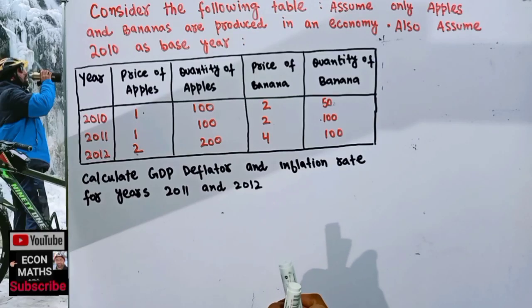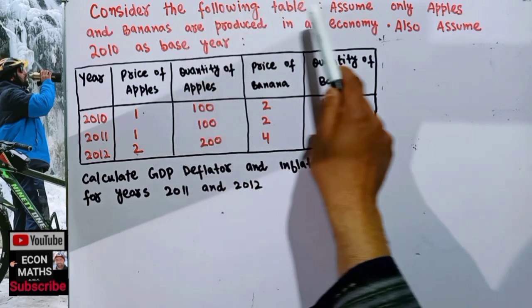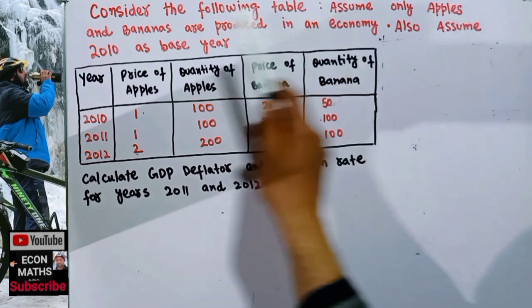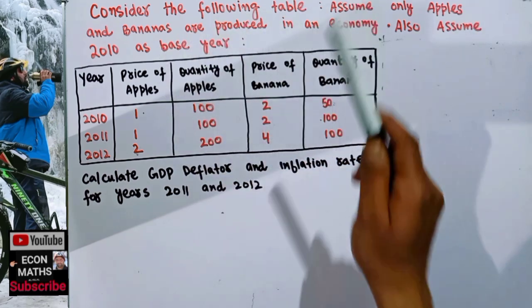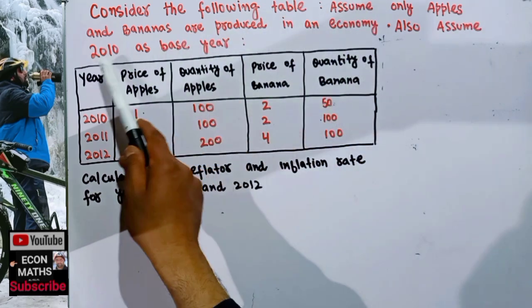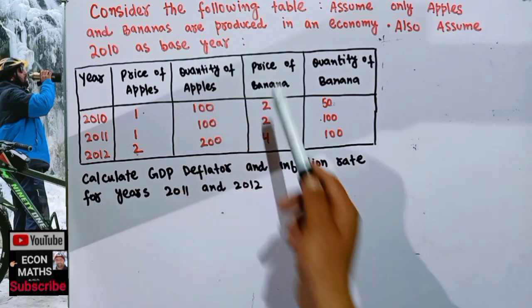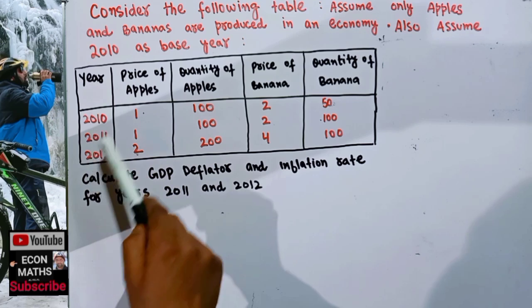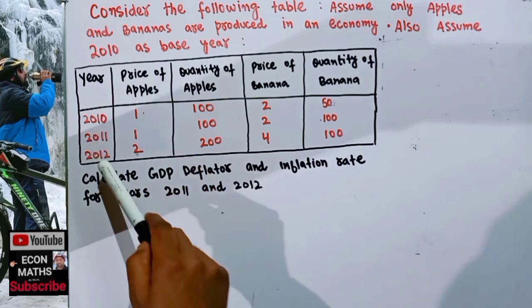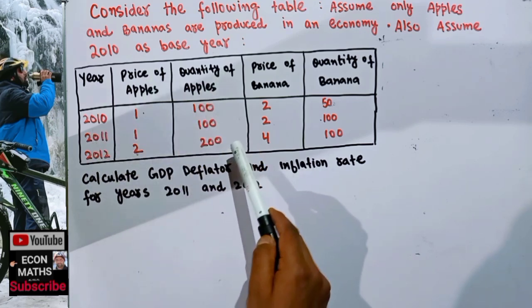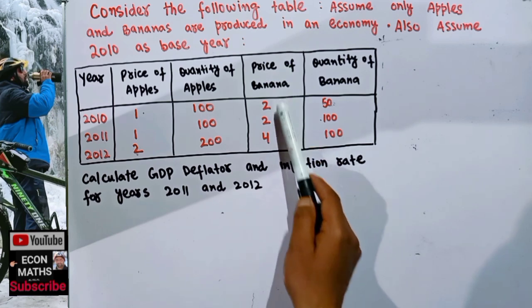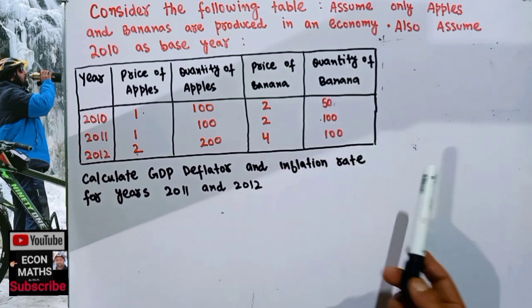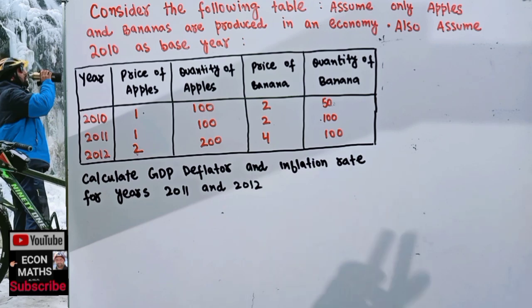Let us learn how to calculate the GDP deflator and inflation rate from the given data. The question is, consider the following table. Assume only apples and bananas are produced in an economy. Also, we assume that 2010 is the base year. We are given the year, the price and quantity of apples in different years, and the price and quantity of bananas. We need to calculate the GDP deflator and inflation rate.